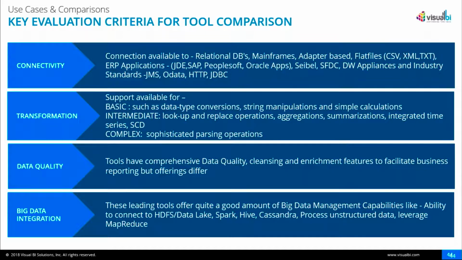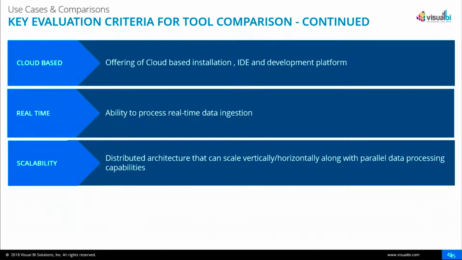From a data quality perspective, the tools have data quality capability, but how are they being delivered? What are the differences between the tools is what we'll be looking at. From a big data integration standpoint, we will be looking at how the tool can connect to Hadoop and the components of Hadoop and what kind of capability they have. Do they offer it on cloud? Does the tool come on cloud? That will be looked at in the cloud-based criteria.